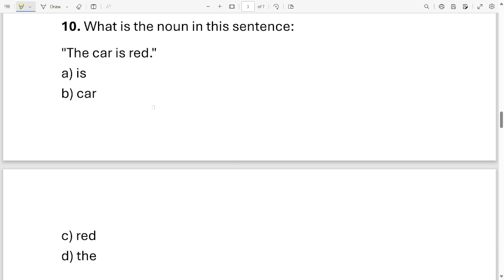Your sentence is the car is red. What is the noun in this sentence? Is it is or is it car? Is it red or is it the? Quickly identify the noun in this sentence. Which one is it? It is option B, car. This is the noun in this sentence. The word car is a noun.